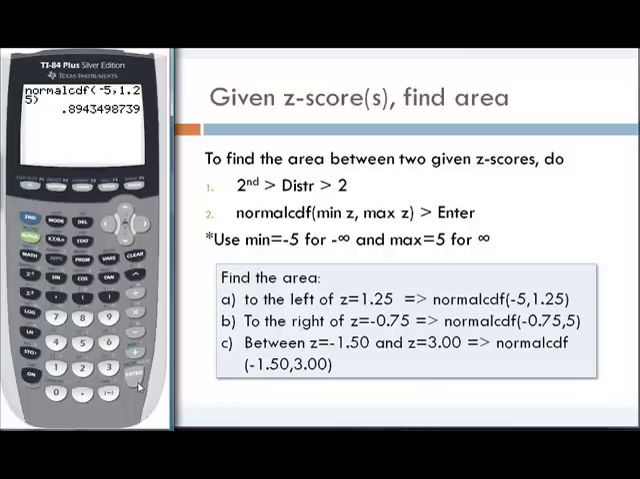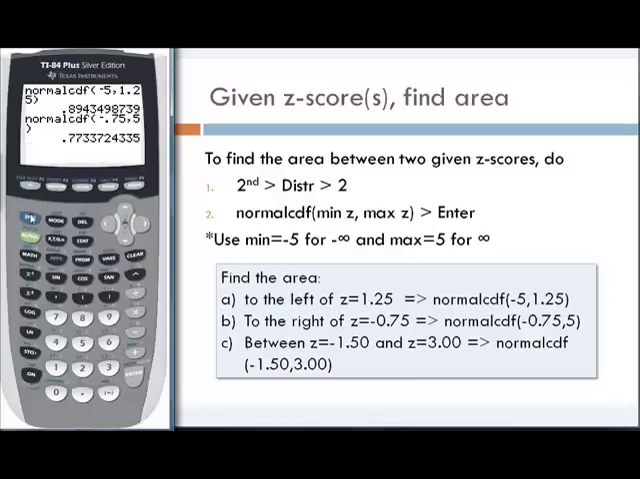And then if we wanted to find the area to the right of -0.75, we would do the same thing. Second distr, normal CDF. We do the minimum data value first, and so that's our -0.75, and then comma, and then we do our maximum data value. In this case it would be infinity, but we use 5 for infinity, and close the parenthesis and then enter. That will give us 0.7734, which means that 77.34% of our data is going to lie to the right of -0.75.